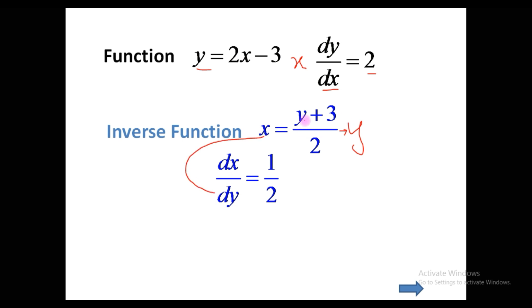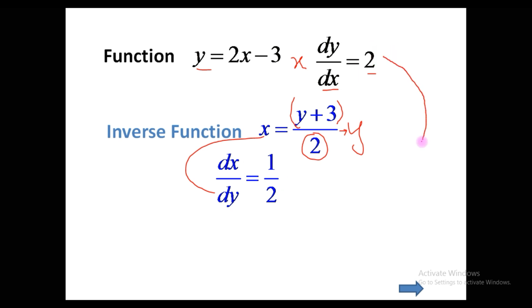Now what is the derivative of this? This 2 is a coefficient, so I have written it in the denominator. And what is the derivative of y plus 3? See how we find the derivative of x. In the same way we have to find the derivative of y. Derivative of x is 1 if I differentiate with respect to x. Similarly, derivative of y with respect to y is 1, and 3 being a constant, derivative of that is 0. So dx by dy is 1 upon 2.